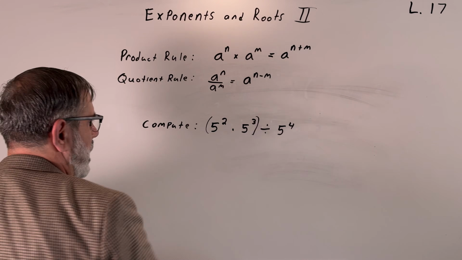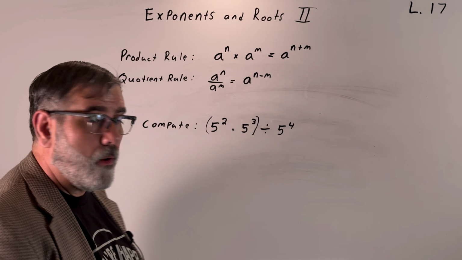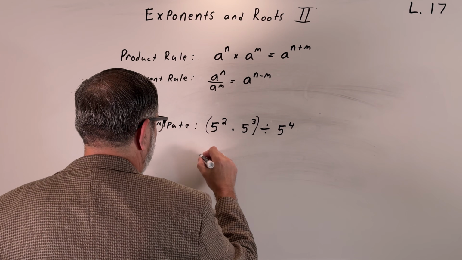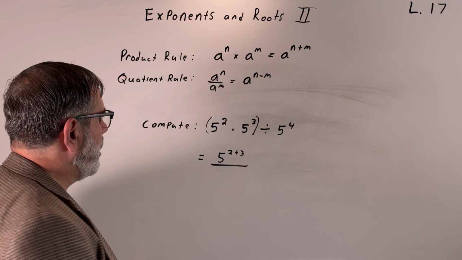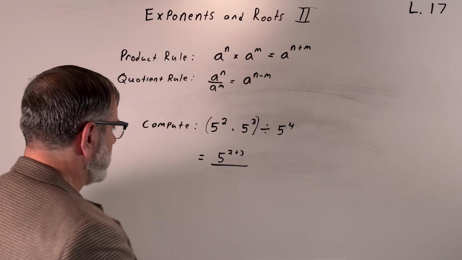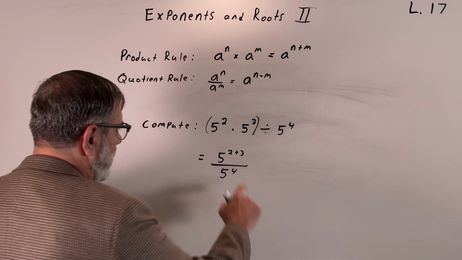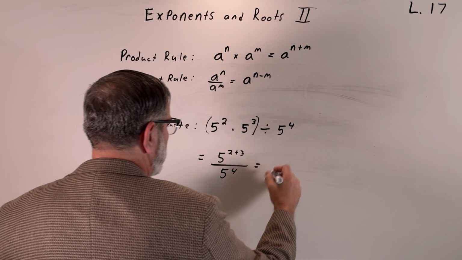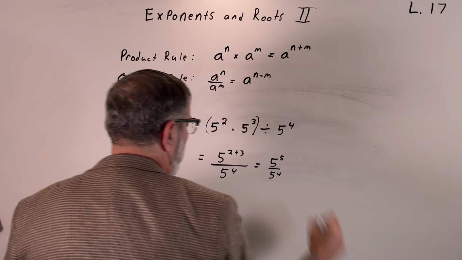So 5 squared times 5 cubed, we're going to use the product rule. That's going to be 5 to the 2 plus 3 power. So that will give me 5 to the 2 plus 3 power, and then I'll put a division bar in here, and I'll write this as 5 to the 4th. Let's go ahead and add those two numbers together. That gives me 5 to the 5th power divided by 5 to the 4th power.